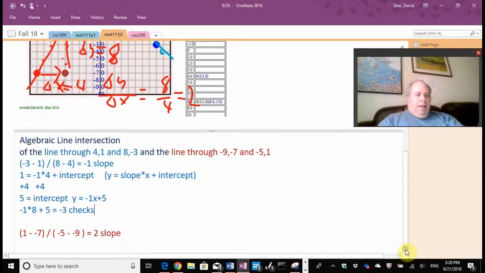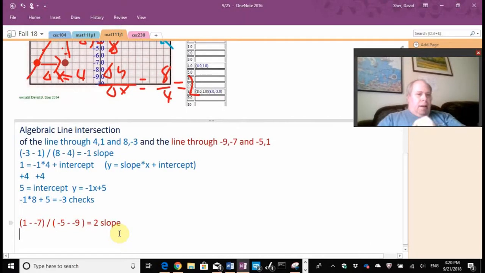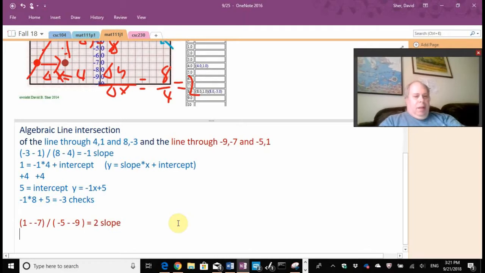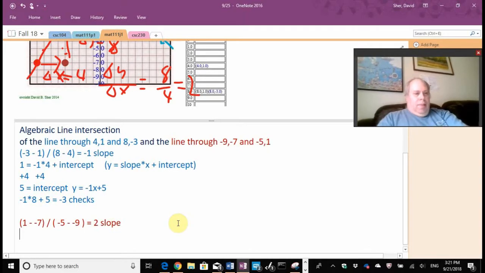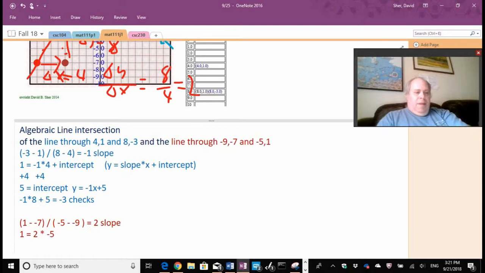Now, let's get back to this guy. Okay, I found that 2 was the slope. Sorry about that little interruption. Okay, now I want to find the intercept. So I'm going to pick a point about negative 5, 1. So that's going to give me 1, y equals 2 times minus 5 plus intercept.